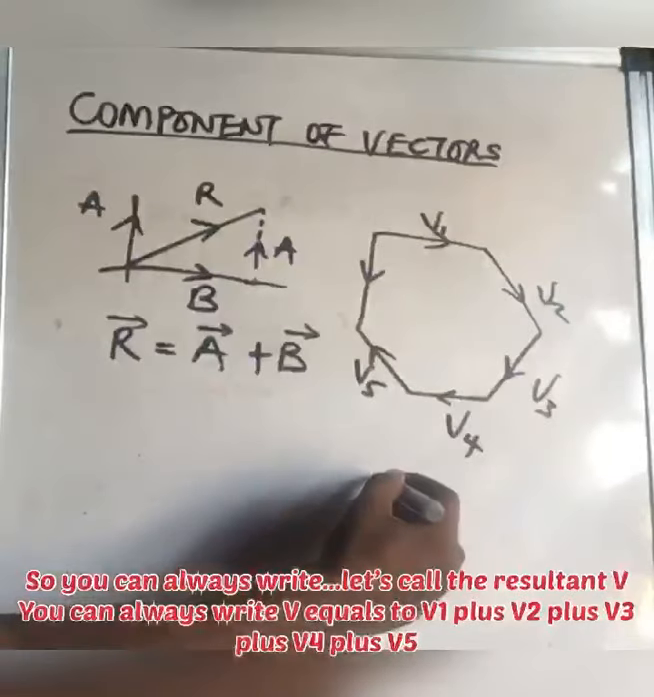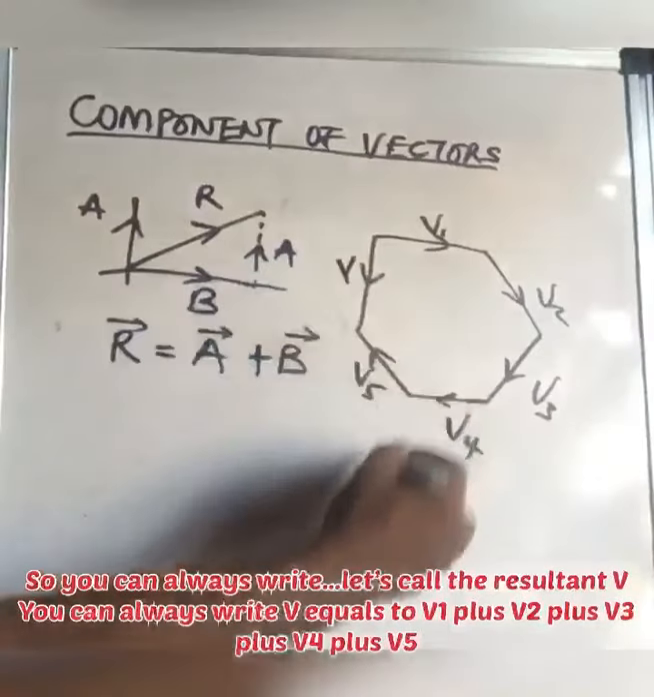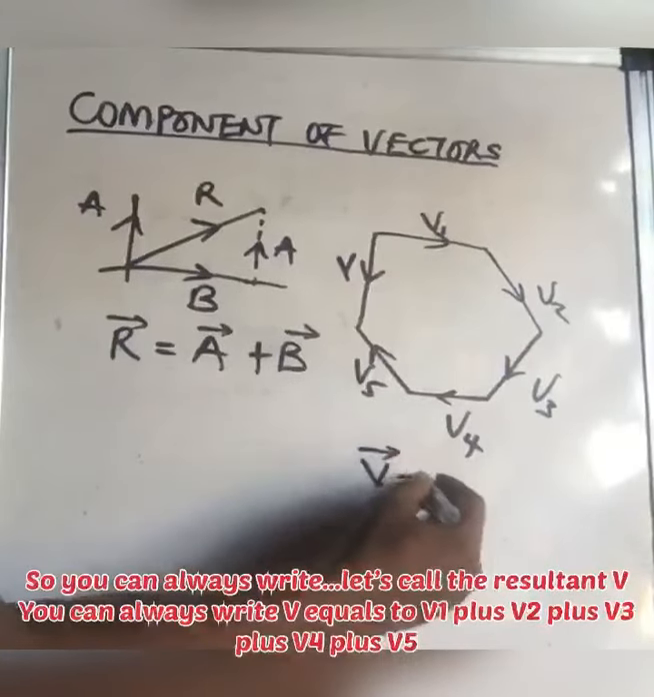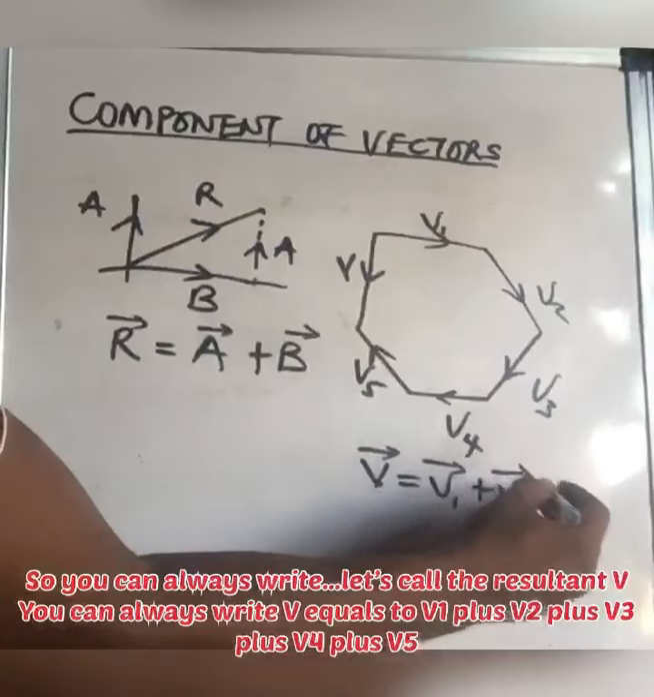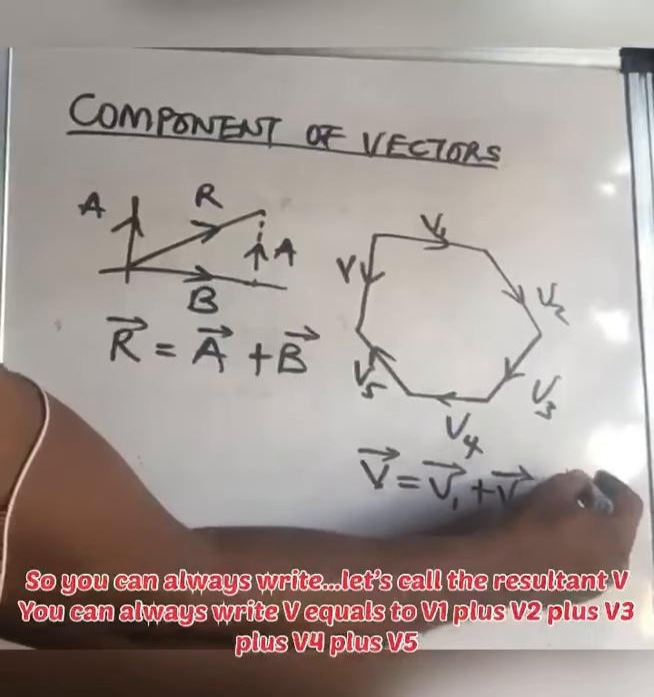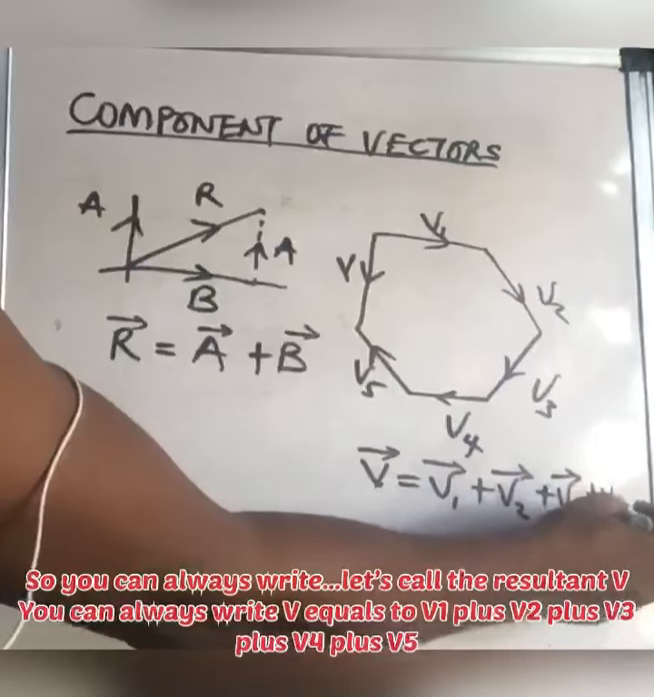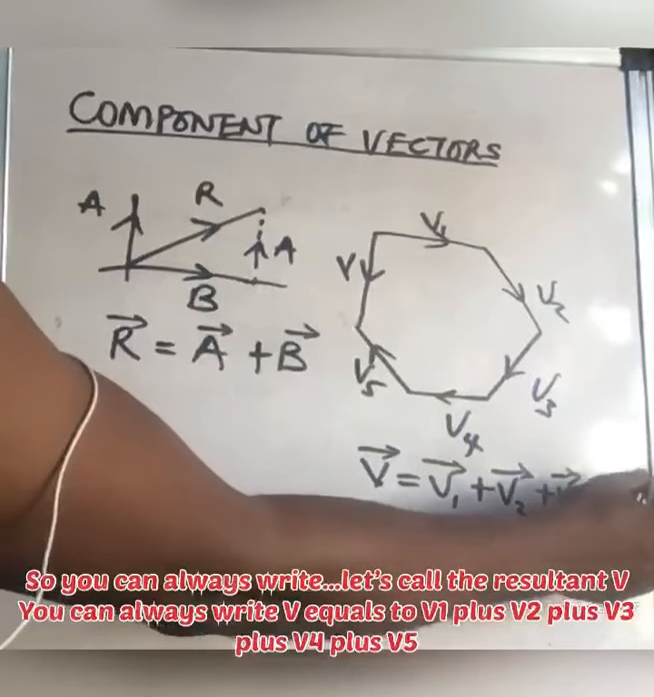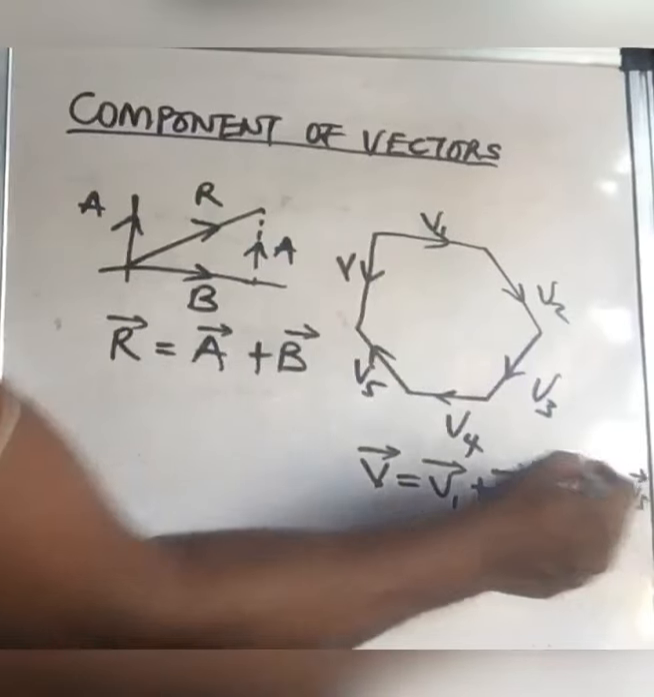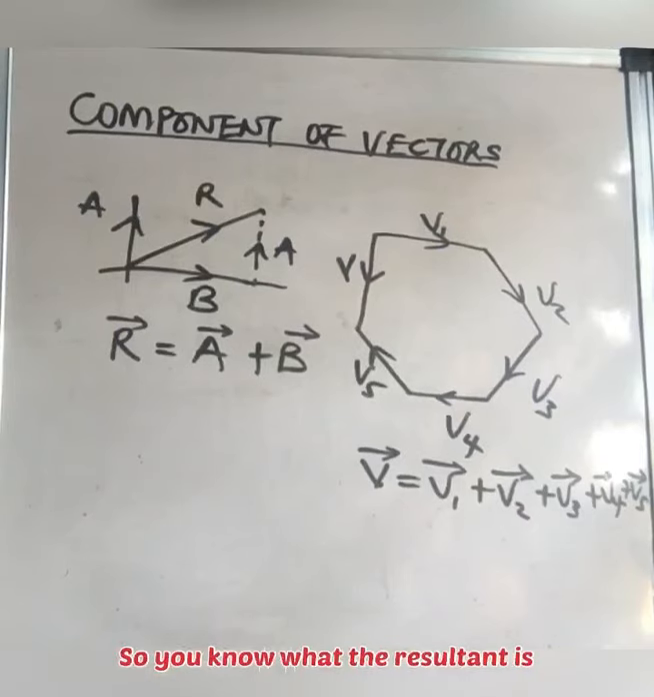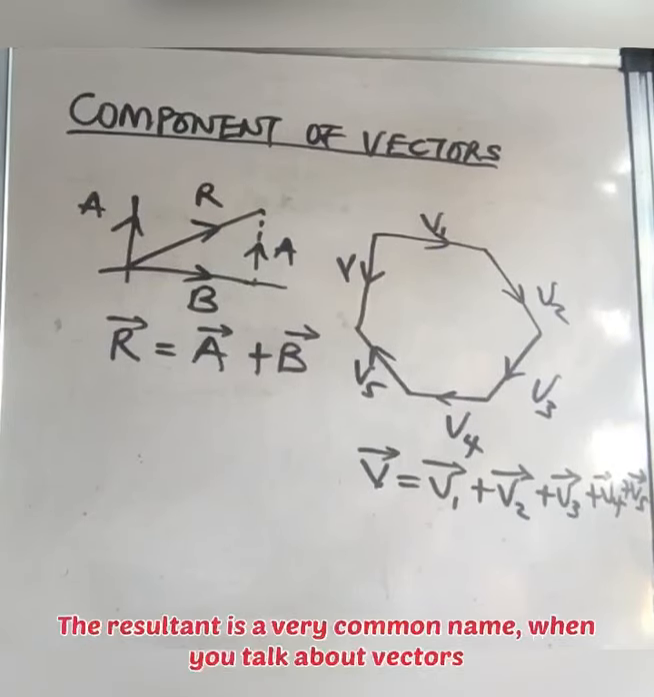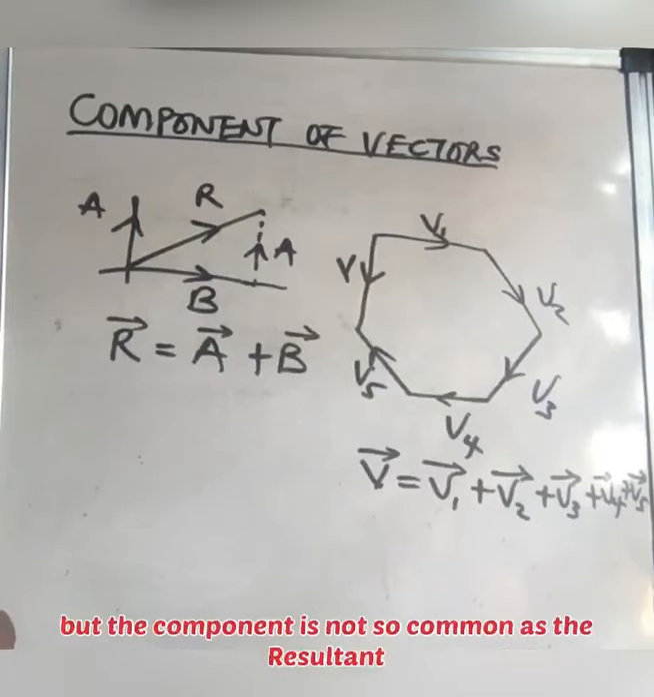So you can always write, let's call the resultant V, V equals V1 plus V2 plus V3 plus V4 plus V5. So you know what the resultant is. The resultant is a very common name when you talk about vectors, but the component is not as common as the resultant.